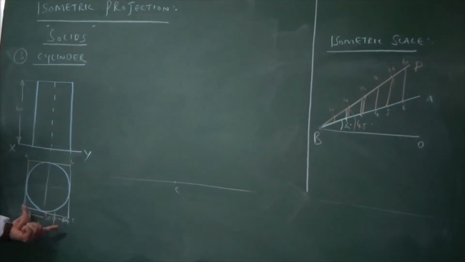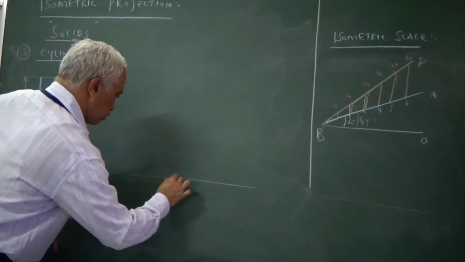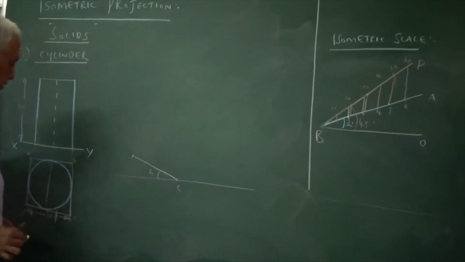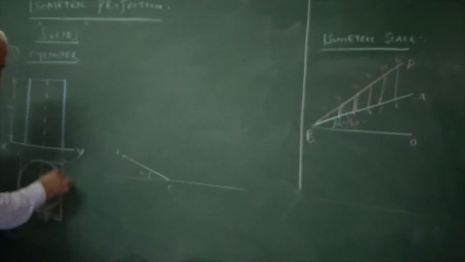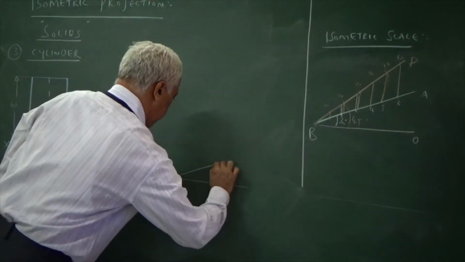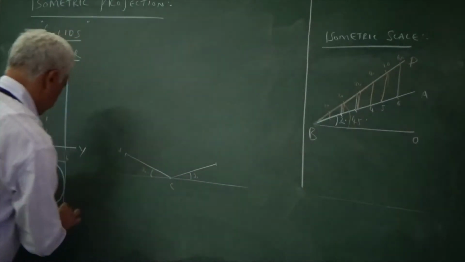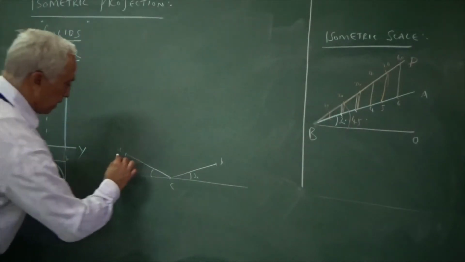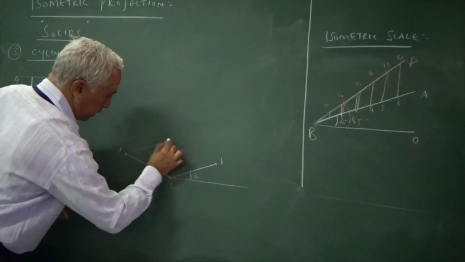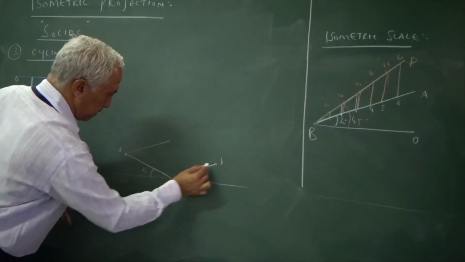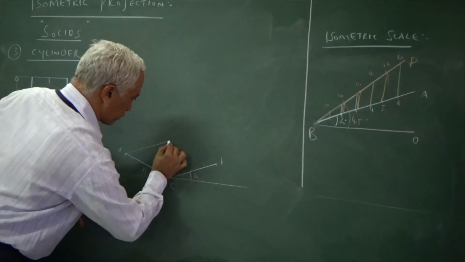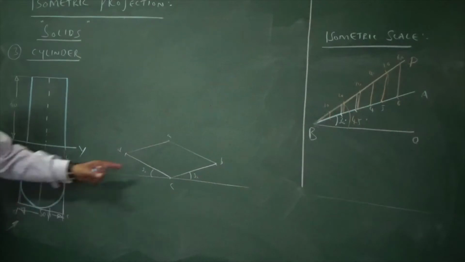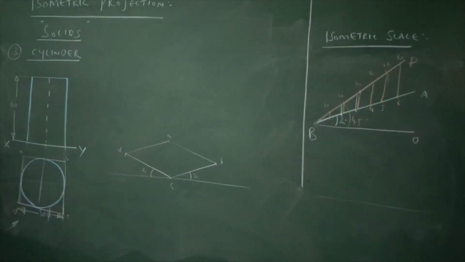So CD is 50 mm, get ISO of 50. Draw a line inclined at 30 degrees to the horizontal, cut ISO 50. So this will be your point D. Similarly, on the other side, draw a 30-degree line and cut ISO 50 to obtain point B. And from points D and B, draw parallels. So DA is parallel to CB and BA is parallel to CD. I get the point A. Now I have drawn the base of the cylinder, which is a square.